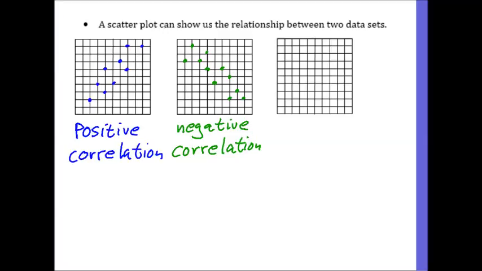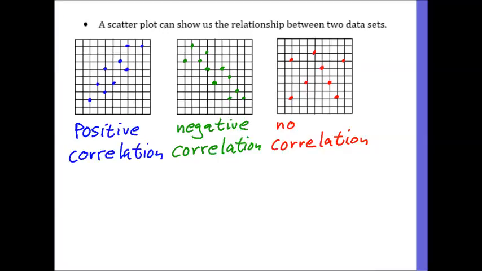And then it could happen that we plot our data in our scatter plot, and this is what it looks like. And if this is what we find, we have no correlation whatsoever, which means that there is no pattern. The y values move at random compared to the x values. There's no pattern. They don't go in any one direction.